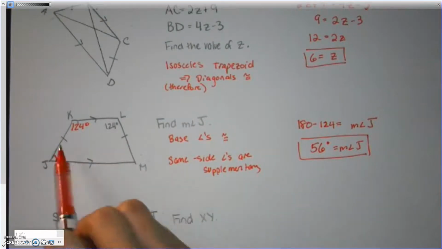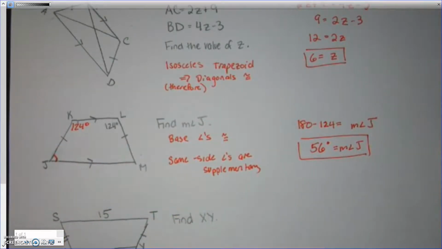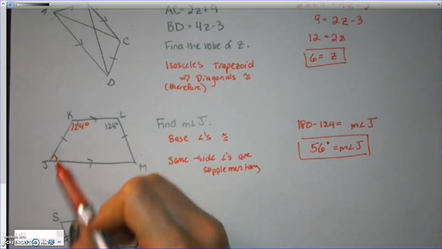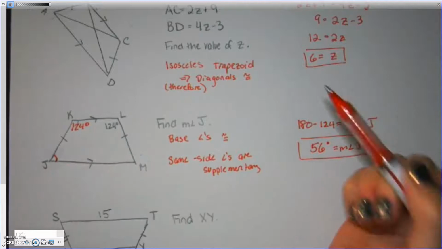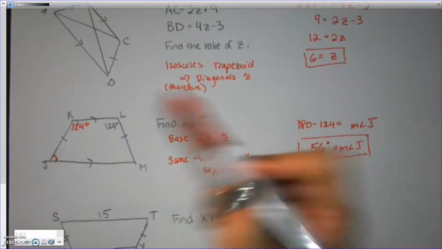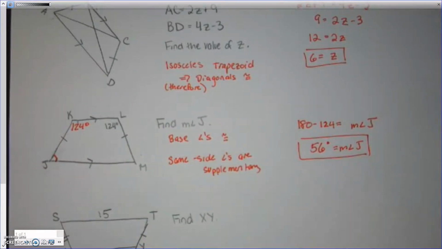If we did not know that those two sides were congruent to each other, we would not be able to know anything about those angles K and J, except for the fact that they are supplementary to each other. So they're always supplementary, but they are not always congruent to the other side.